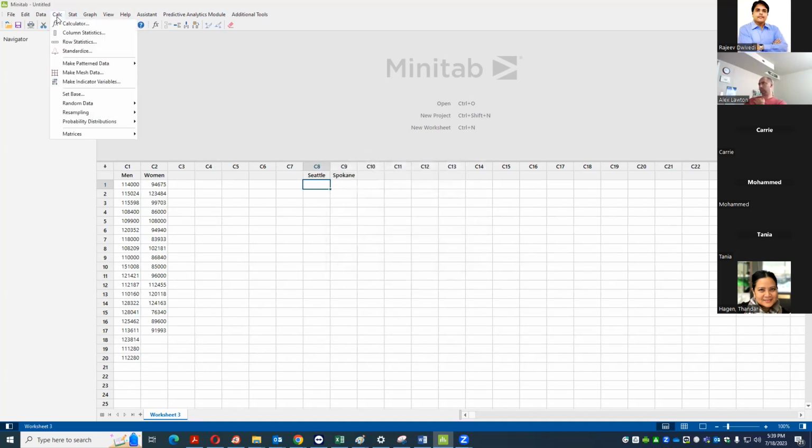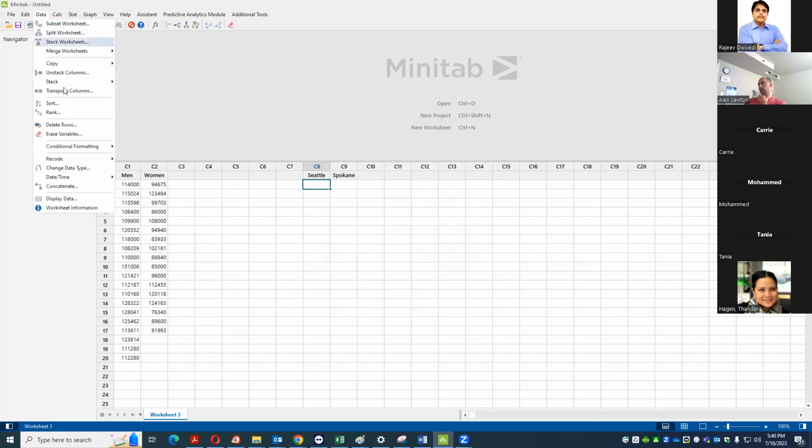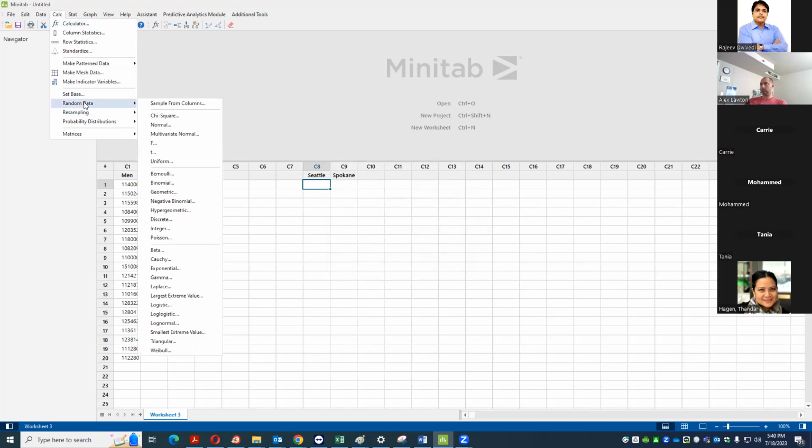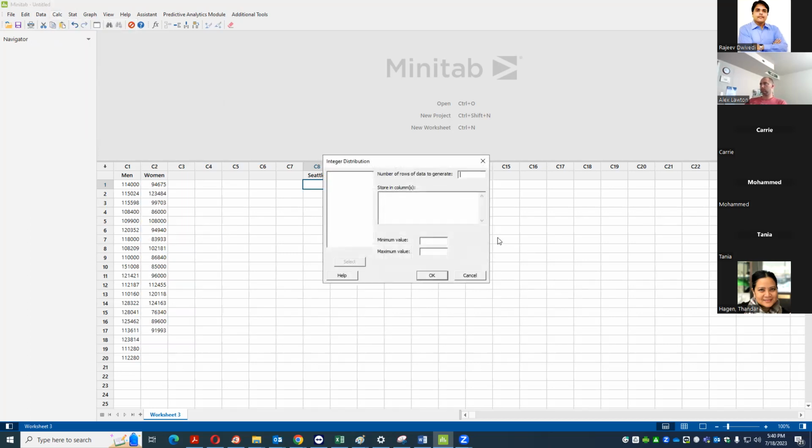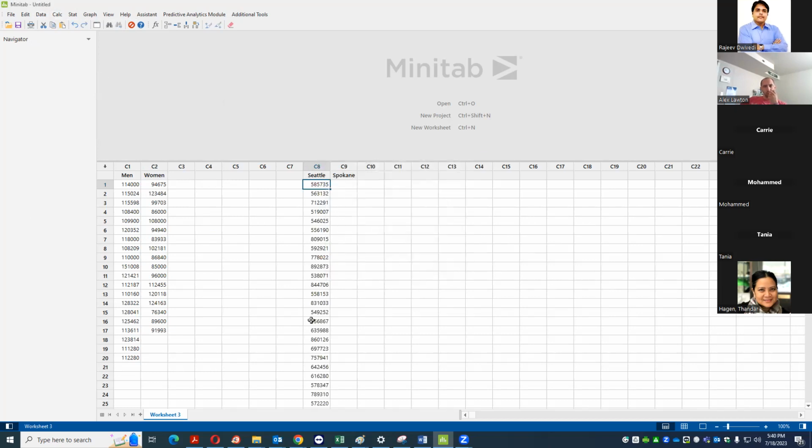Data, random data, and integer. So I'm going to use 50 house prices stored in the column Seattle. What should be the minimum price in Seattle? I say like 500,000 to, let's say, 900,000. Okay, and I got the housing prices, 50 house prices in Seattle.